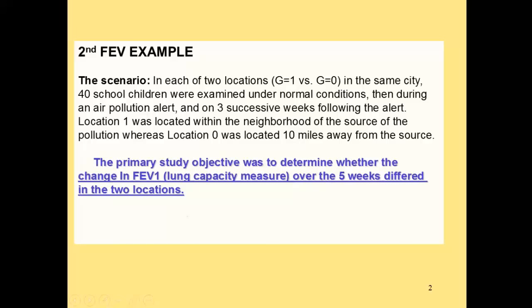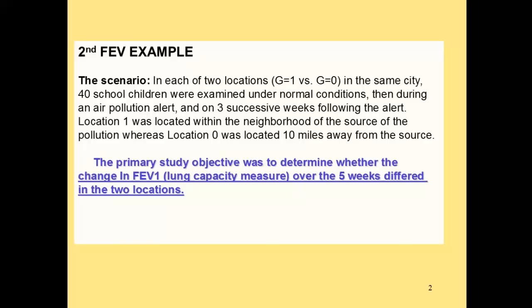It's a different question. The way this is phrased, the primary study objective, this is not even a random effects question. Did the change in lung capacity, FEV1, change over the 5 weeks? Well, that could be asked in a number of ways. One way is: you've got two locations. You have 5 average scores at one location and 5 average scores at another location, and then you have an overall average for each location. Do the two locations' overall averages differ? That's one way to say it.